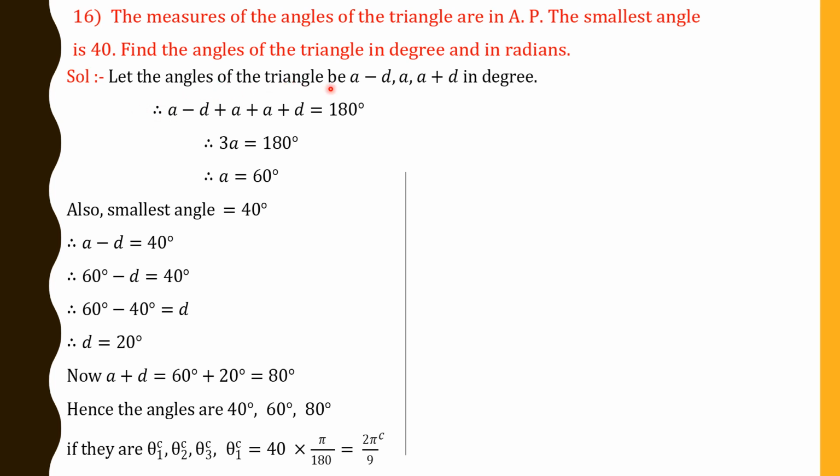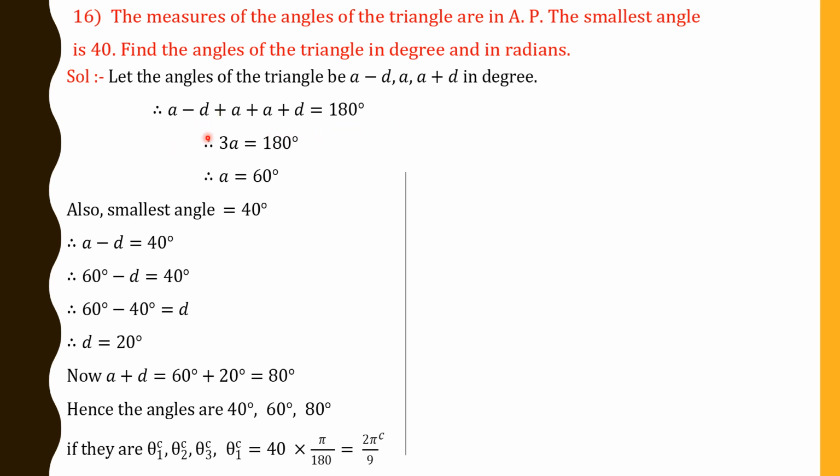Solution. Let the angles of the triangle be A minus D, A, and A plus D in degrees, as the angles are in arithmetic progression. Therefore, the difference between two terms is D. Here A plus D minus A is D. Also, A minus (A minus D) is D. The common difference is D. Hence the terms are in arithmetic progression. For ease of simplification, we use A minus D, A, and A plus D, these three angles.